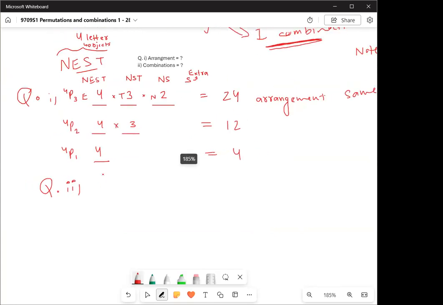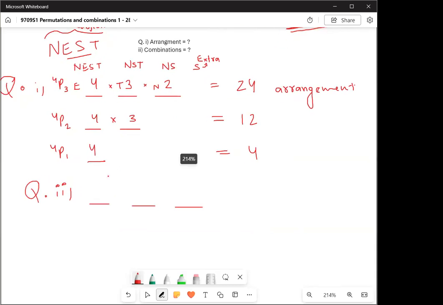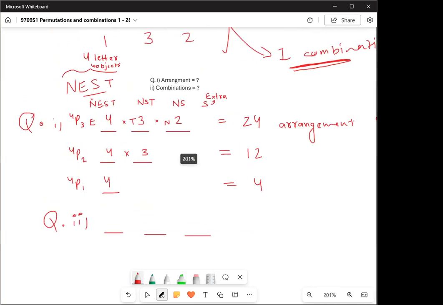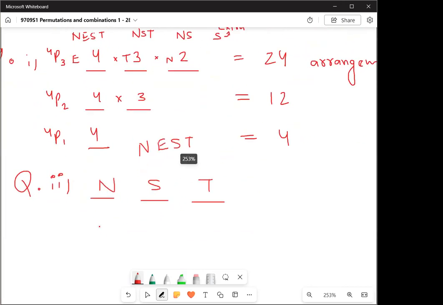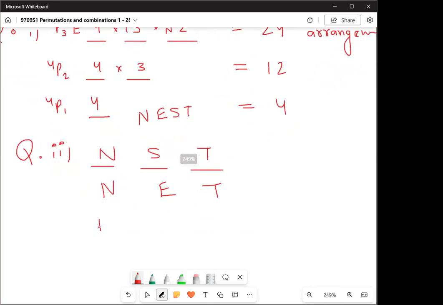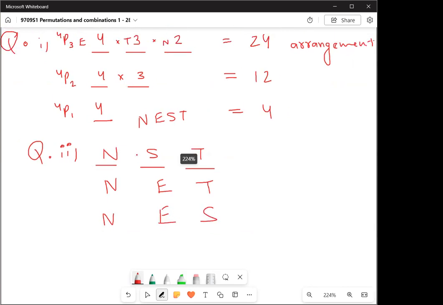Okay. Next up, I have combinations. If I'm choosing 3 objects from 4 objects, it's very basic. What I can do is take any of these. Let's see what combinations I can have. Out of NEST, I can put NST, or I can put NET, or I can put NES.